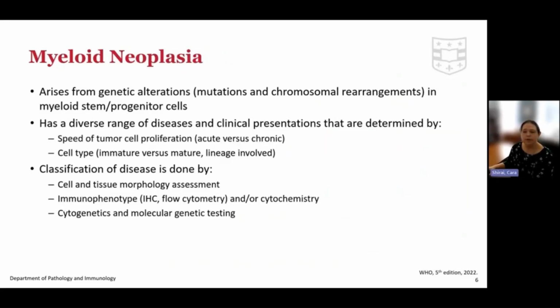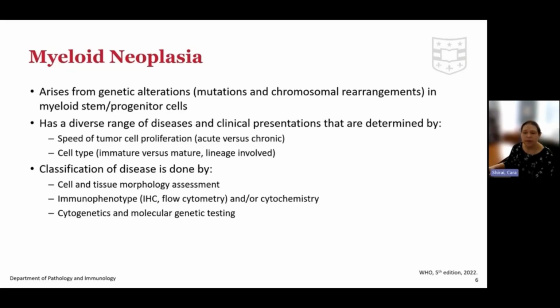Myeloid neoplasia refers to cancer of the myeloid lineage cells. These arise from cancer-causing genetic alterations such as mutations or chromosomal rearrangements that occur in the myeloid stem and progenitor cells. Myeloid neoplasia includes a diverse range of diseases, clinical presentations, and prognoses that depend on the nature of the tumor cell type. For example, diseases can be acute or chronic, involve mature or immature cells, and involve cells of specific lineages.